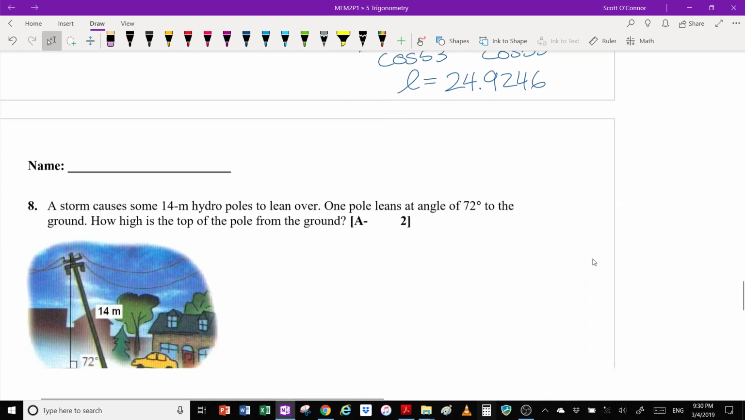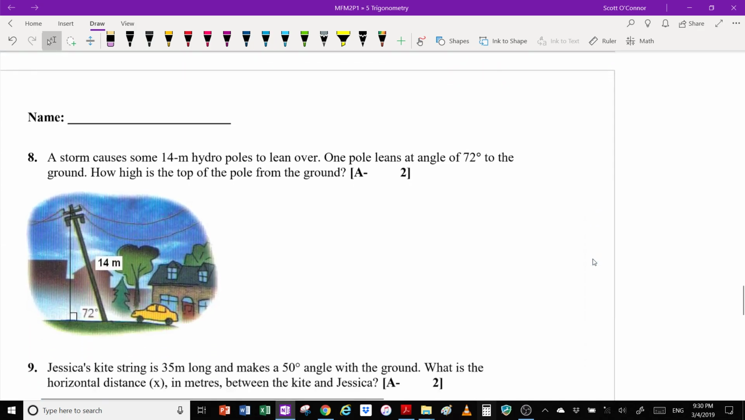All right, so we can move on now to question number 8. And question number 8 says a storm causes some 14-meter hydro poles to lean over. One pole leans at an angle of 72 degrees to the ground. How high is the top of the pole from the ground? So you can see here, this is to the ground, so that's where the angle is 72 degrees. And it tells us that this is 14 meters. So that is our hypotenuse.